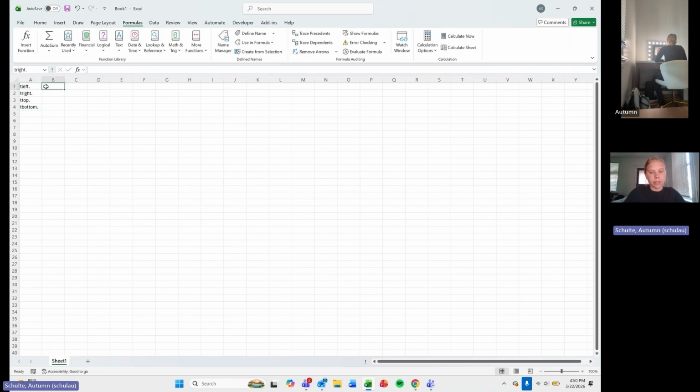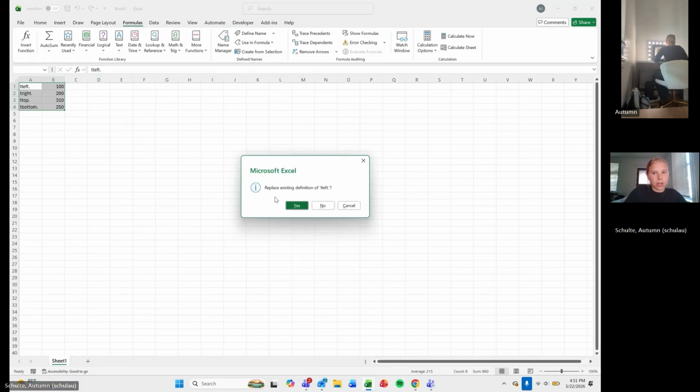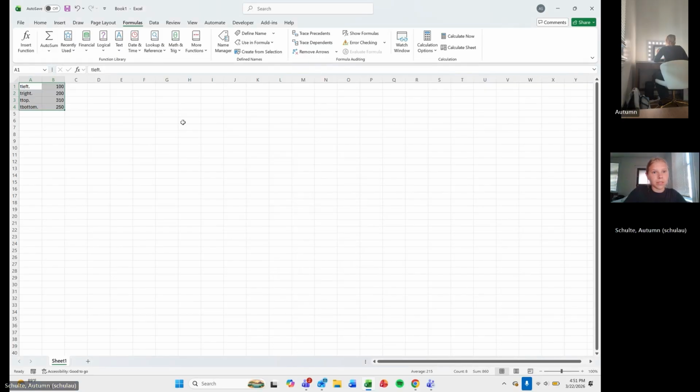The temperature on the left side was 100 degrees Celsius. On the right, it was 200 degrees Celsius. On the top, it was 310 degrees Celsius. And on the bottom, it was 250 degrees Celsius. I'm going to turn these into formulas. And we're going to start building our grid. So over here, we're going to have this as the temperature on the left side.